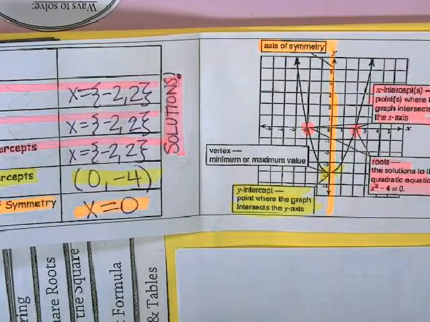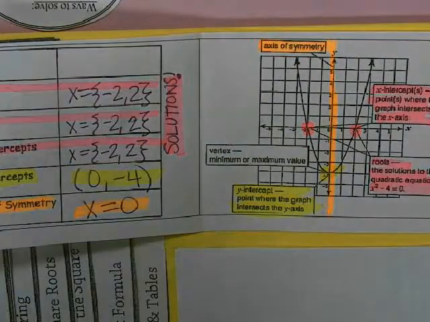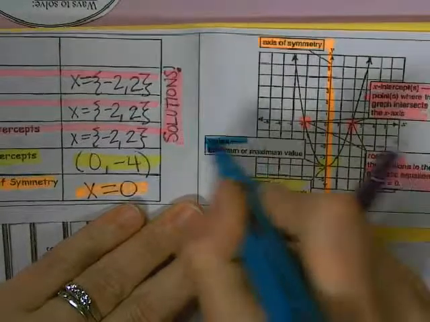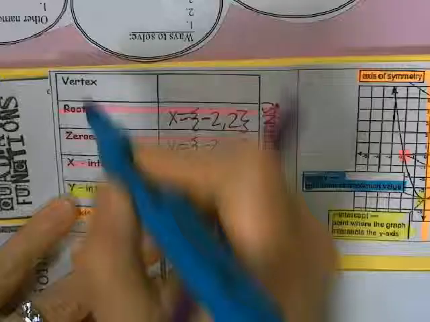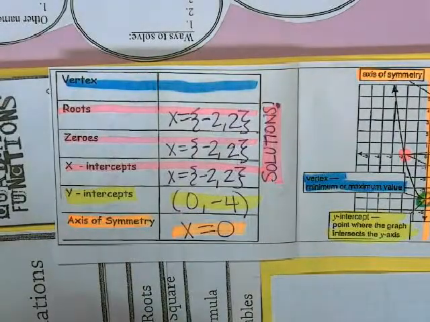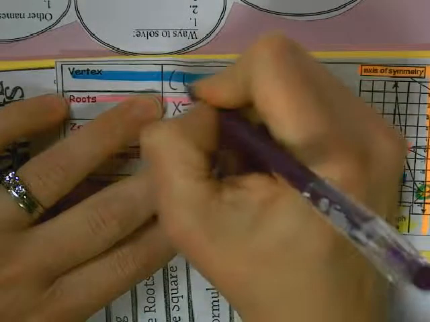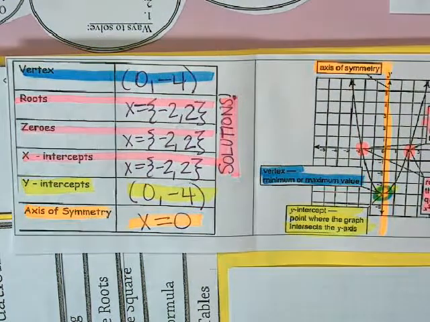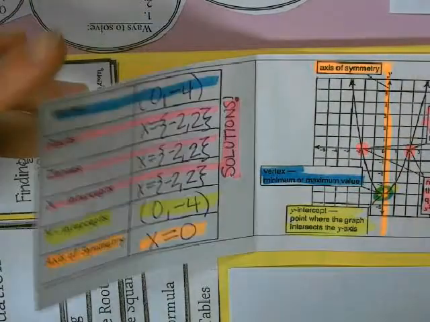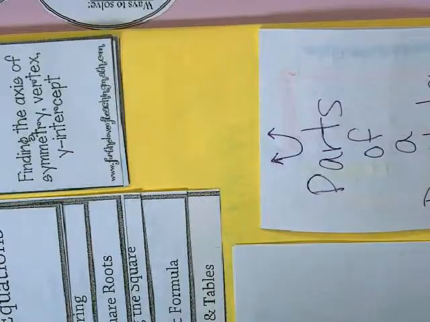Okay? And the last one they're asking for is the vertex, and that is going to be the highest or the lowest point on the graph, the minimum or the maximum value. On this graph the vertex happens to be the y-intercept as well, so it's (0, -4). The vertex is not always the y-intercept. Sometimes it's in a different place. But for this particular graph, it was the y-intercept. Okay, so that is parts of a parabola.